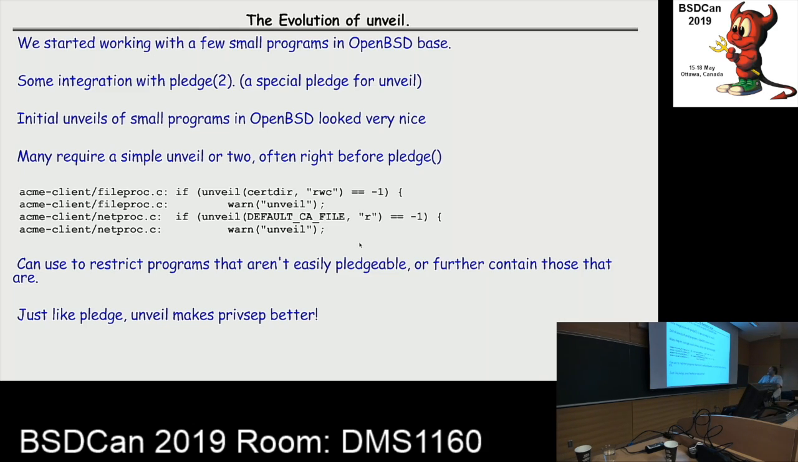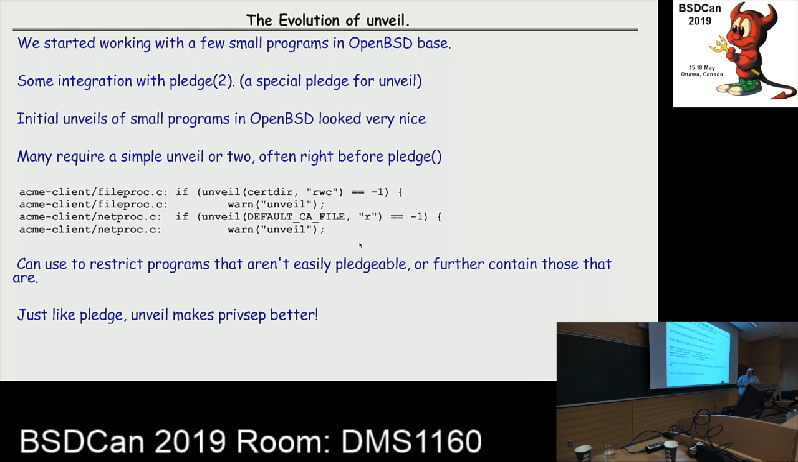And I'm also going to unveil the default CA file that I use when I make TLS connections to Let's Encrypt so that I can validate their certificate. And that's really the only thing that ACME client at that stage, after it's initialized, needs out of the file system. It only needs to be able to scribble in the places it writes certs, and it only needs to be able to read its root CA trust bundle. And you're done, okay?